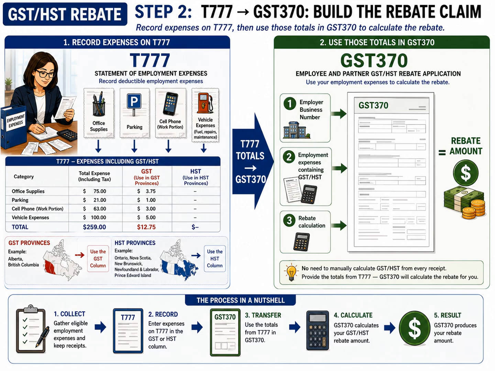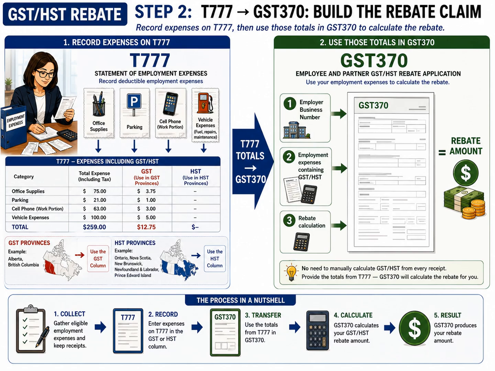The form requires information such as the employer's business number and the employment expenses that included GST or HST. The important point is that we are not manually calculating the GST or HST from every individual receipt. Instead, we provide the appropriate totals from the employment expense claim, and GST370 is used to determine the rebate amount.